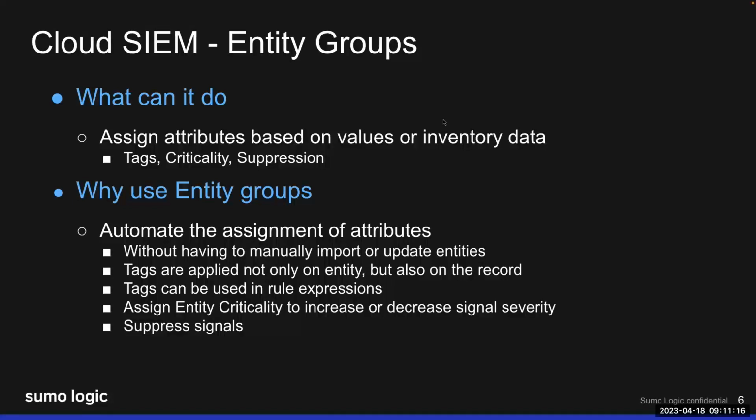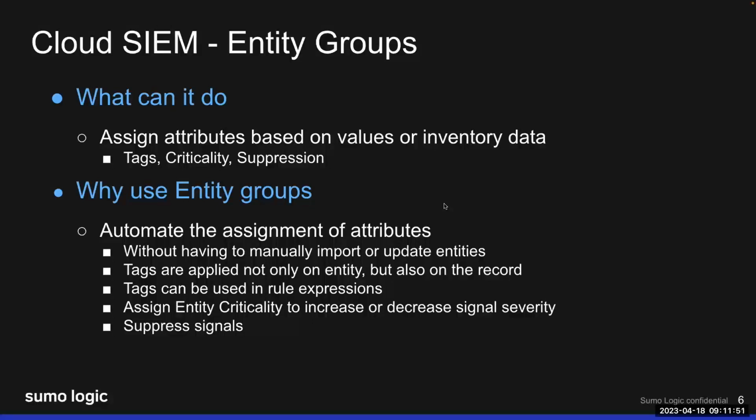So if you have a static inventory source, for example, like Active Directory or Azure AD, we can ingest that as a source within our SIP environment, our continuous intelligence platform. And then we forward that inventory data to CSE, which in turn then enriches all of the entity information. So we can actually take that inventory now and use it to, again, tag, add criticality groups, or even suppress signals based on those entity tags.